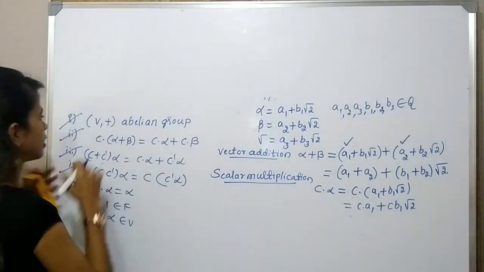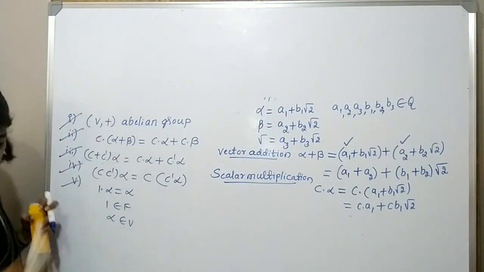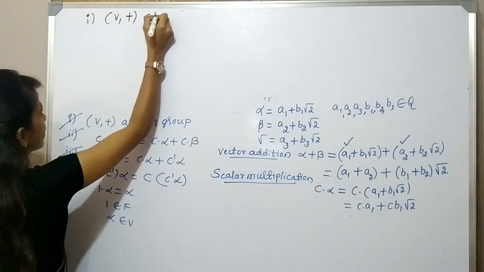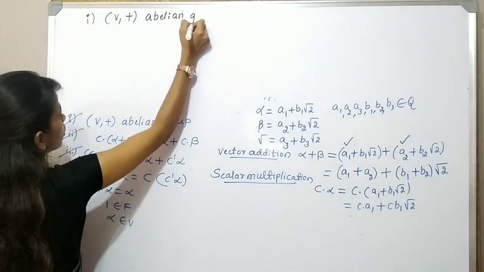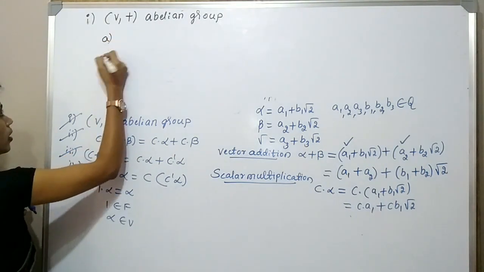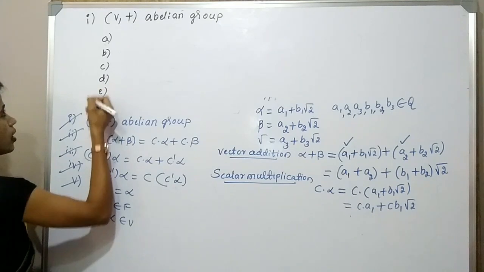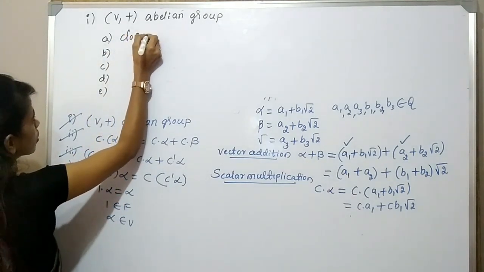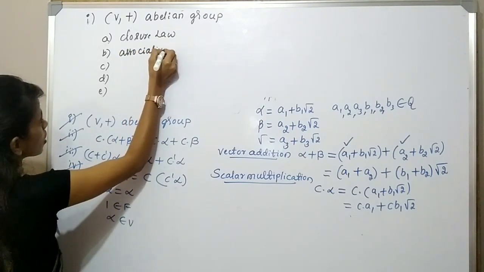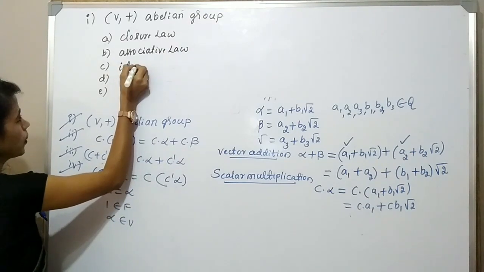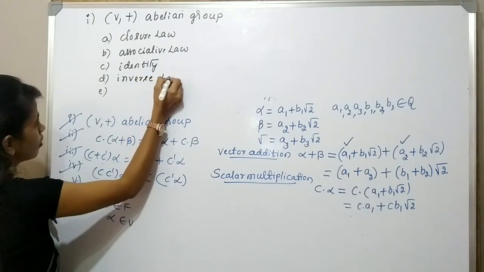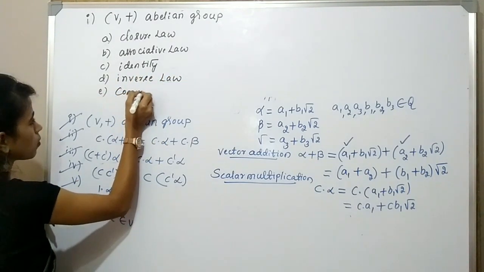Okay. So first, abelian group. Start with abelian group. V, plus is abelian. Abelian means what? We have to check five laws, A, B, C, D, E. First one, closure law. Second one, associative law. Third one, identity. Next, inverse law. Last one, commutative law.